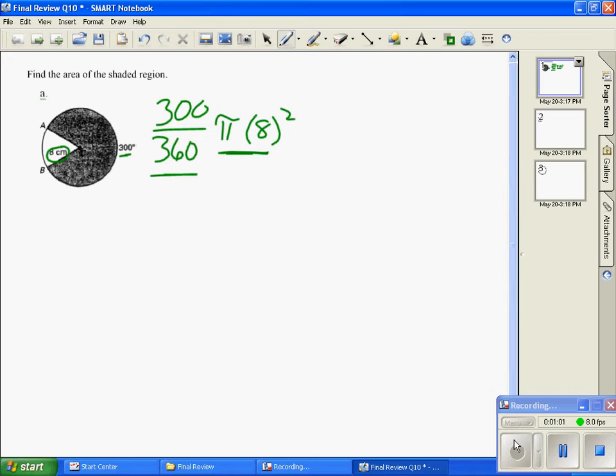Okay, so let's just plug this into our calculator to find out what this comes out to. Okay, so this came out to 167.55. And since they give us units on the diagram, let's use units here, centimeters squared. Since we're dealing with area of this region, it's going to be squared. Okay, so then the next one.